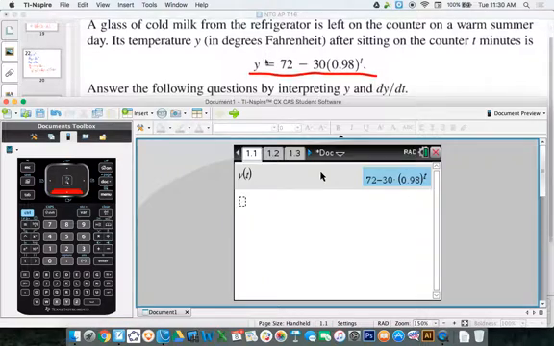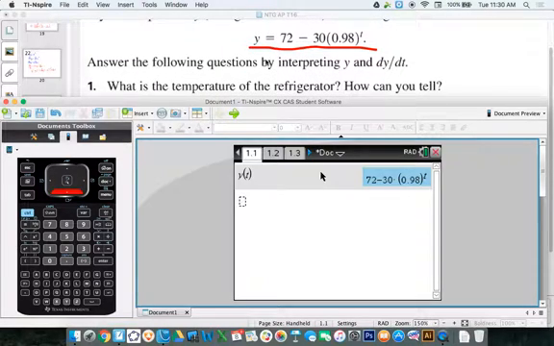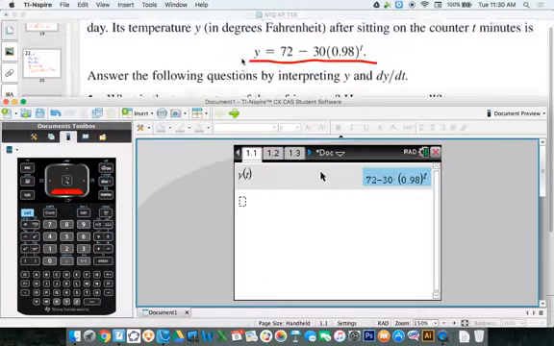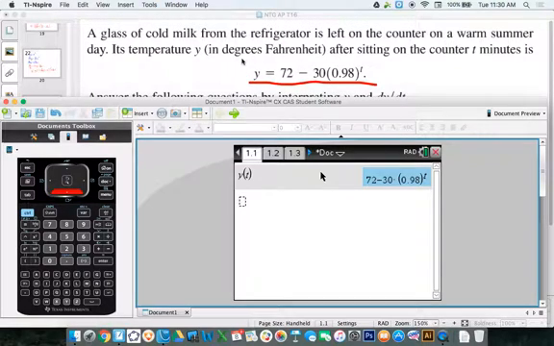And the first question we want to know is, what is the temperature of the refrigerator? Well, the milk comes out of the refrigerator. The milk should have the same temperature as the refrigerator when it comes out. The milk comes out at time t is 0. So we do y of 0. The temperature of the refrigerator is 42 degrees Fahrenheit.